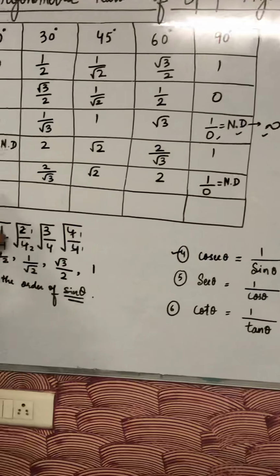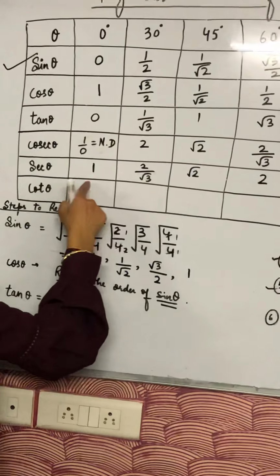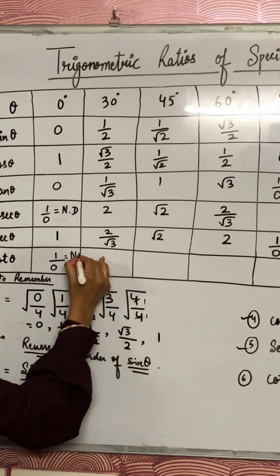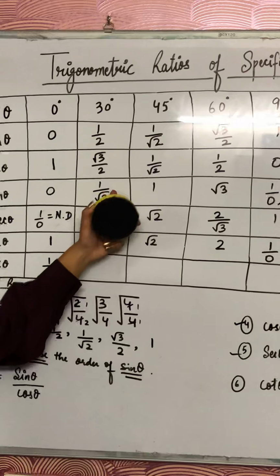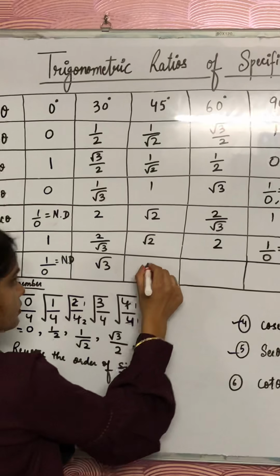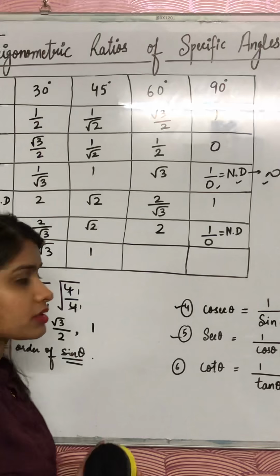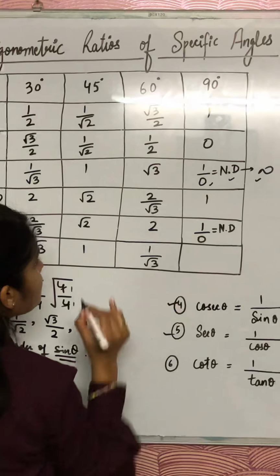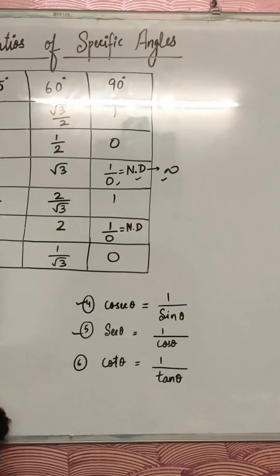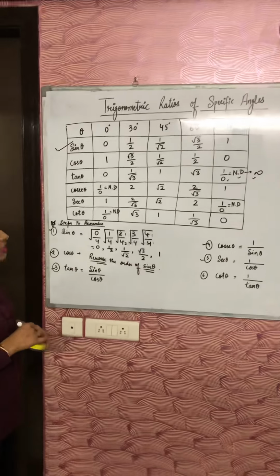Okay, now the last one. Cot is the reciprocal of tan. Tan is 0 in the first value. So 0 by 1 becomes 1 upon 0, which is again not defined. Now the next value, the reciprocal of 1 by root 3 will be root 3. The reciprocal of 1 is 1 only. The reciprocal of root 3, which is root 3 by 1, is 1 upon root 3. And the reciprocal of 1 upon 0 will be 0. So these are all the values of trigonometric ratios, which you can learn very easily.